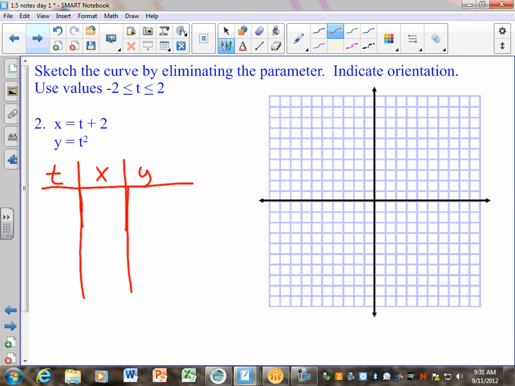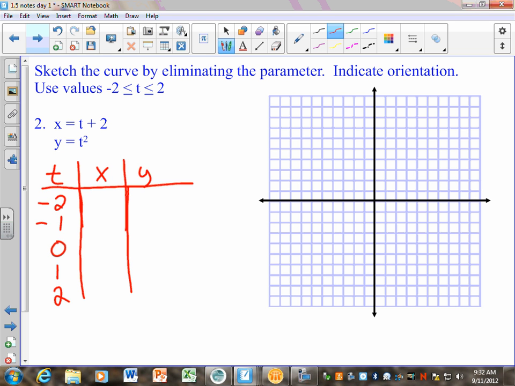I'm going to check on your homework. I think they tell you what to use for T, like I did here, because otherwise you don't really know where to start. And I'm going to pick values from -2 to 2. So I'm going to pick -2, -1, 0, 1, and 2.